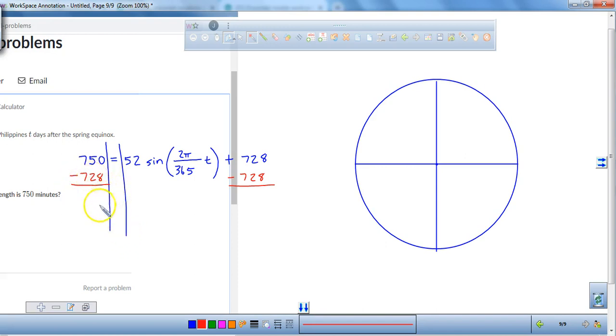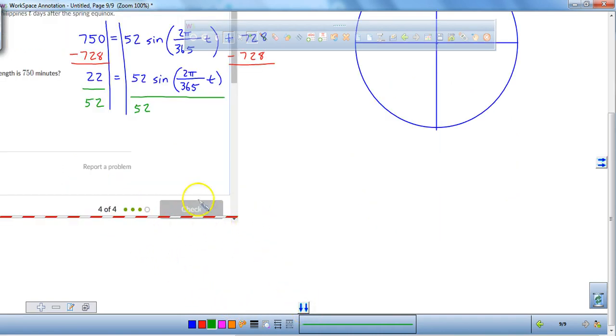Alright, so let's do 750 minus 728. We get 22 equals 52 sine of 2 pi over 365 times t. Next thing we're going to do is divide everything by 52. Alright, so we're left with 22 over 52. If you want to reduce that, you can. That'll reduce. We can take half of that, put 11, half of that, put 26.